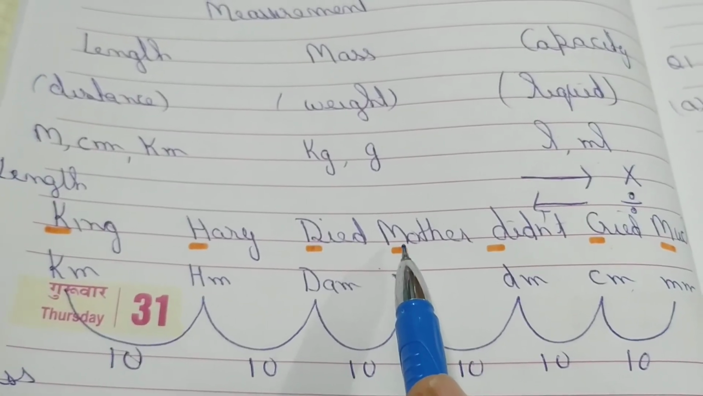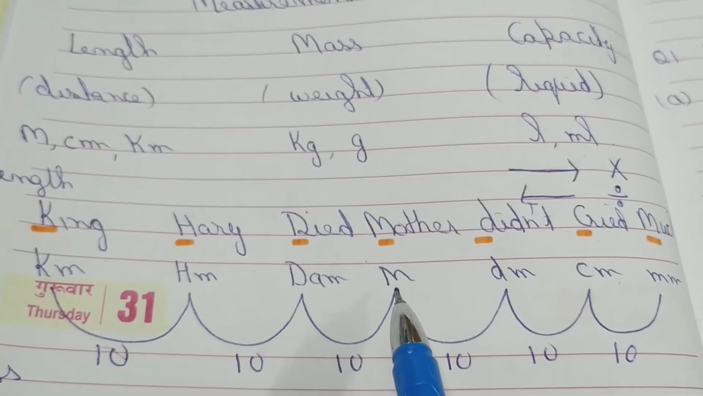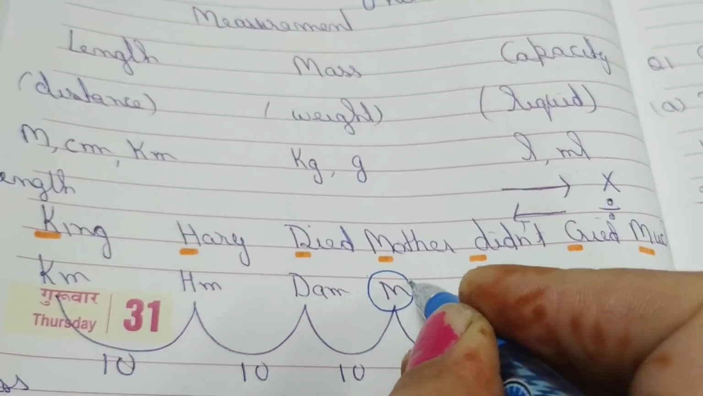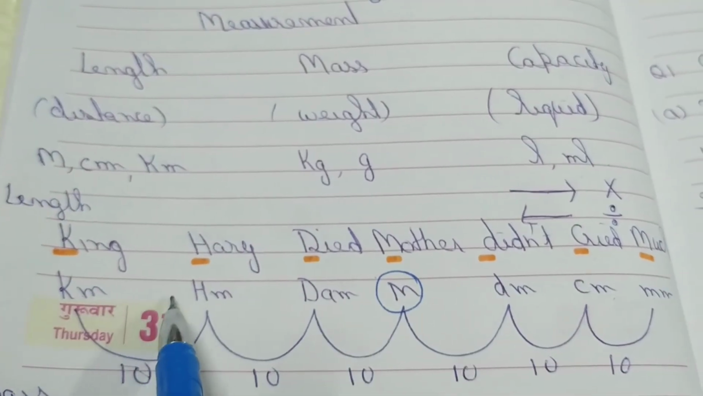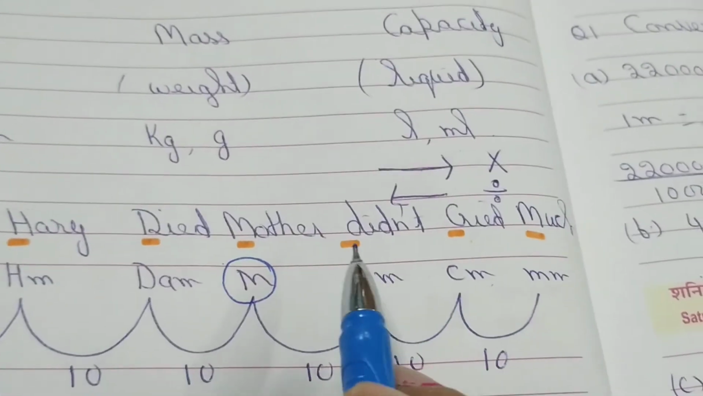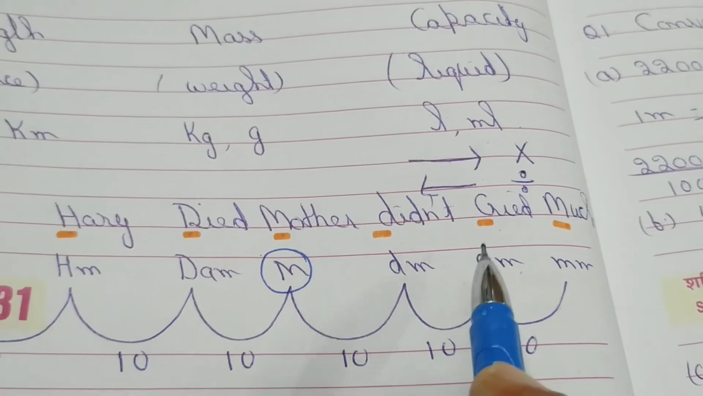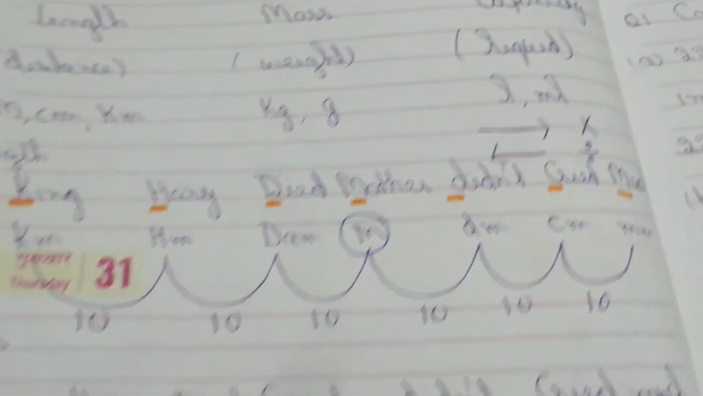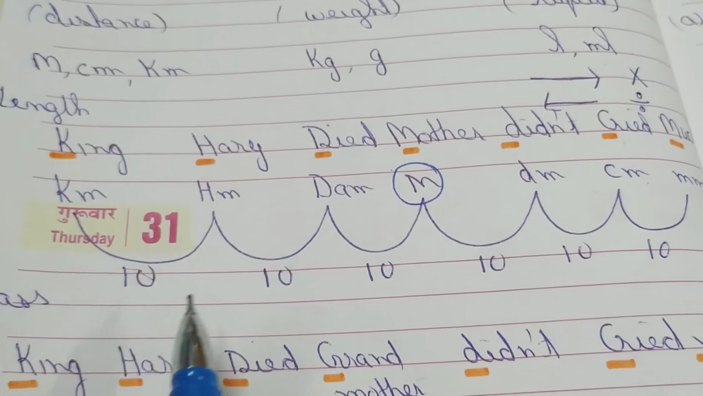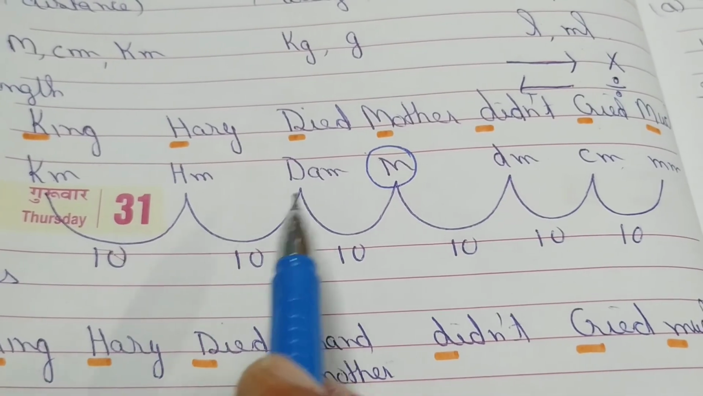When we write mother, M represents meter. This M is the standard unit of length. Kilo, hecto and deca are all greater than meter. Deci, centi and milli are smaller than the standard unit of length. All the units are related to each other as multiples of 10.